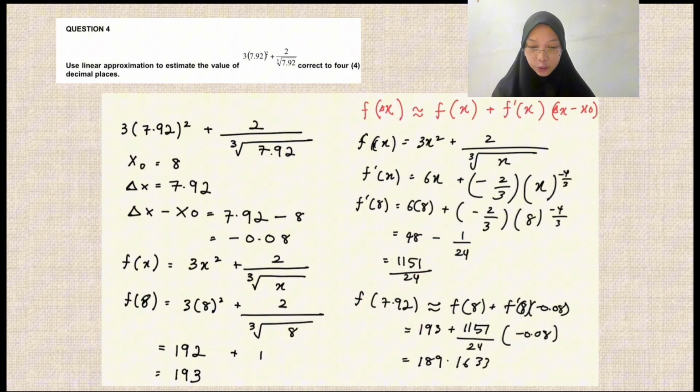So now we take all the answers that we just got and put them in our general equation. For our x, it's 7.92, so we substitute there. And f of 8 equals 193, because that's the answer. And for f prime of 8, it's 1151 over 24. And we put in the negative 0.08 multiplied with f prime. So now we get 193 plus 1151 over 24 multiplied with negative 0.08. And we will get the answer 189.1633.